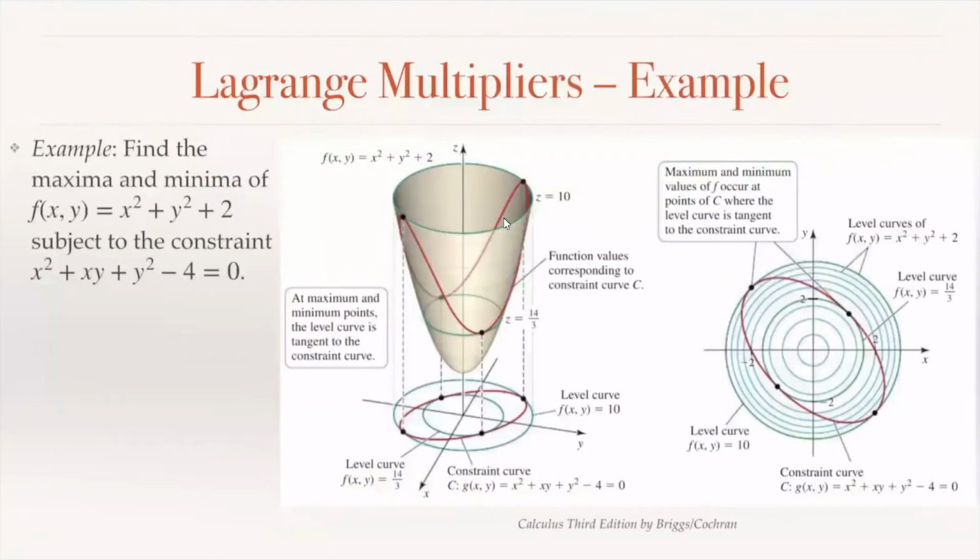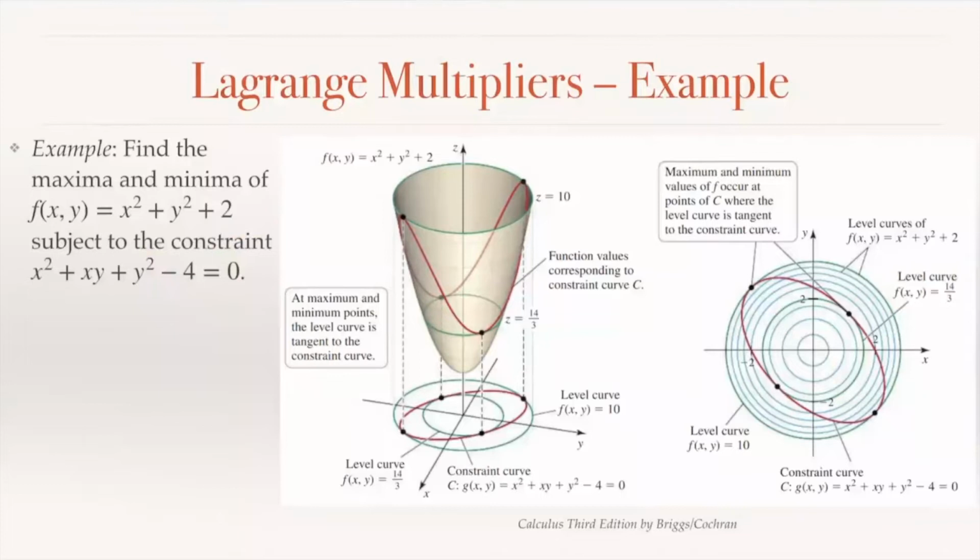So let's do an example. Let's find the maxima and minima of x squared plus y squared plus 2 subject to this constraint. Okay, so notice this constraint here. If we were to solve for y in it, then we would have to use a quadratic formula because we have a y squared and a y, likewise with x. So solving for y or x and then substituting back in would be horrific. We do not want to do that. This is a problem that would be horrific to do just about any way except Lagrange multipliers.